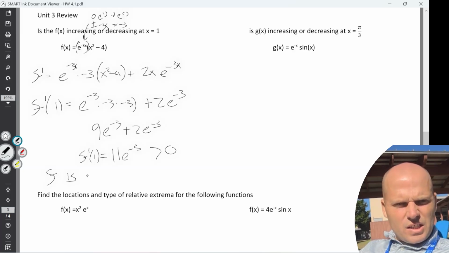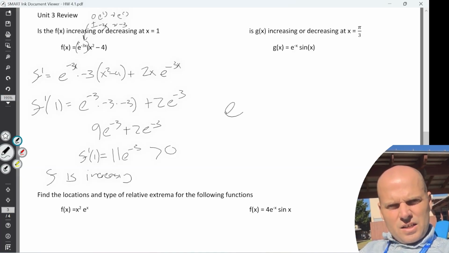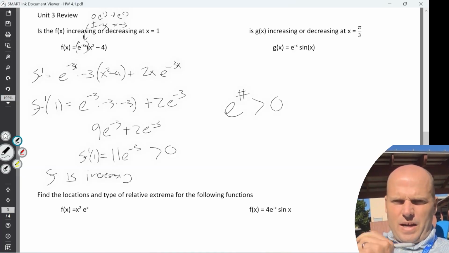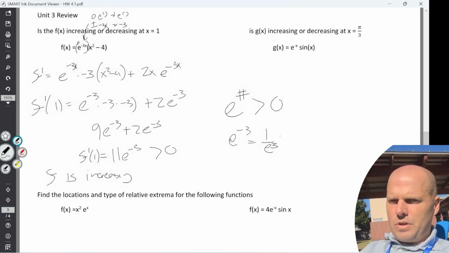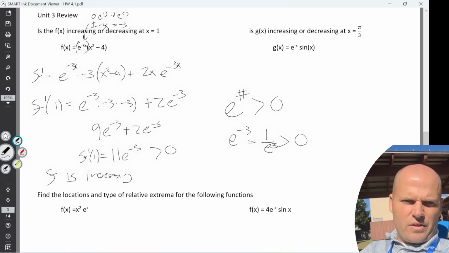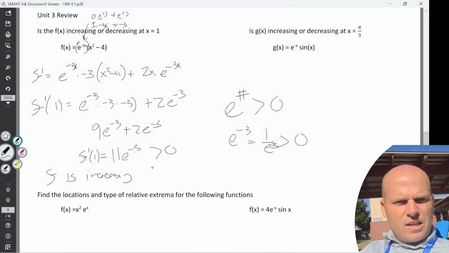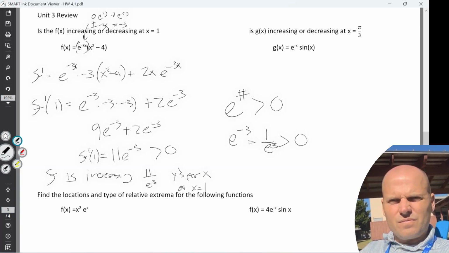F is increasing because e to any power is always positive. Doesn't matter if the power is positive or negative. E to the negative third is the same as 1 over e cubed. That's a fraction, but it's still greater than 0. F is increasing. 11 over e cubed, y's per x's. At x equals 1. Cool.